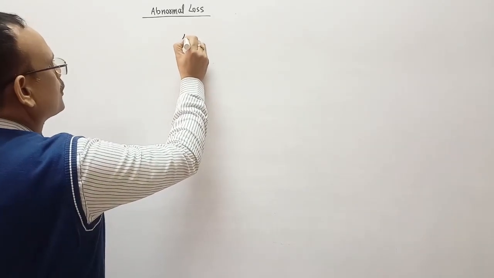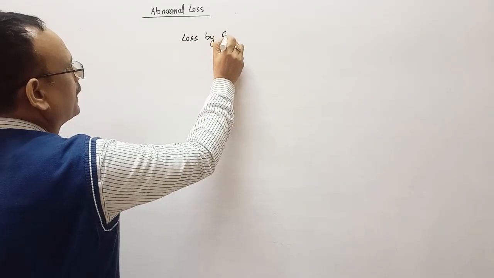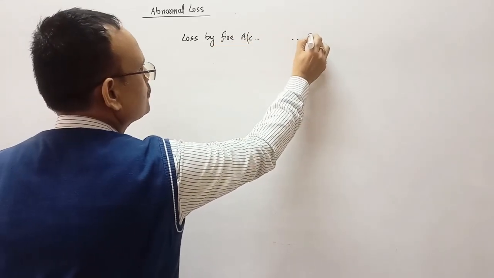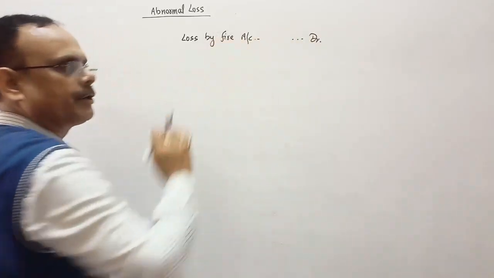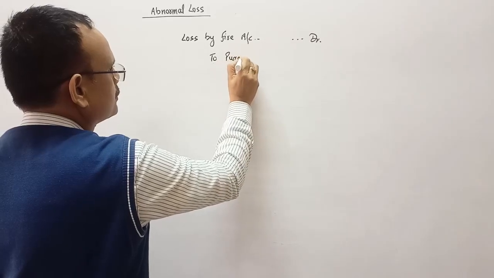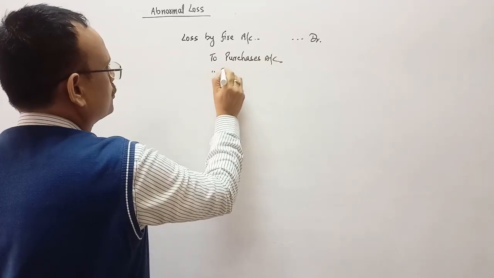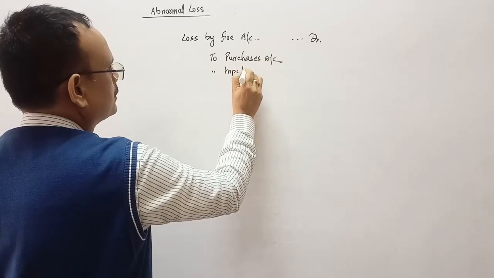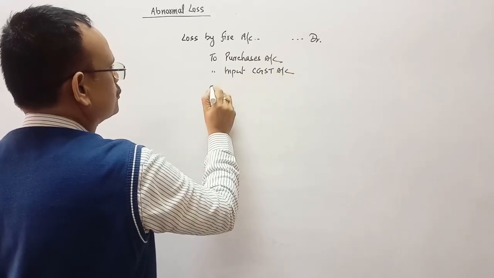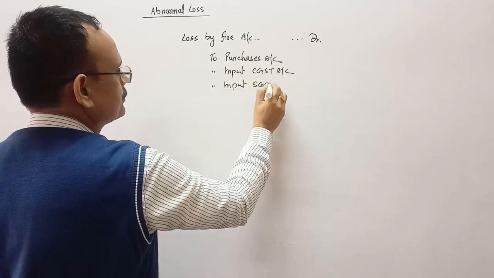So the entry will be lost by fire. Suppose goods lost by fire. So lost by fire account debit, and if it is lost by accident, then lost by accident account debit. To purchase account, as the goods is lost, so purchase account will be credited. To input CGST, this will be cancelled. To input SGST account.